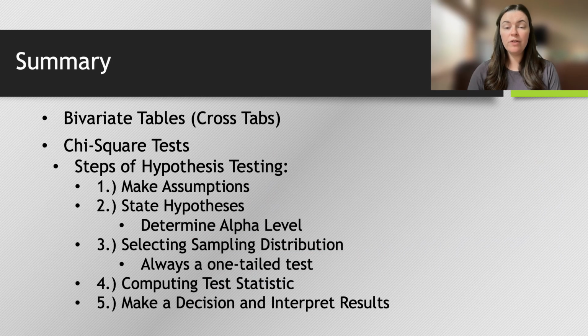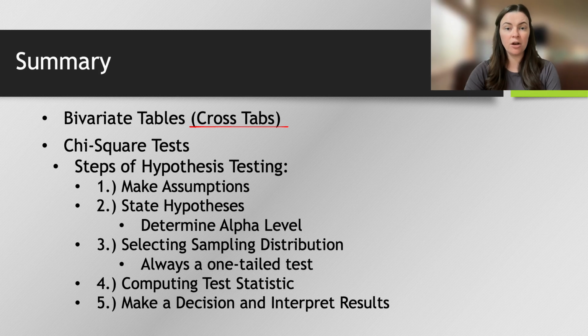In summary, we first started today's lecture by discussing bivariate tables, which are also referred to as crosstabs. This is simply a way for us to display statistical information for two different variables. We then moved on to discuss how we could use bivariate tables and crosstabs with relation to a chi-square distribution. So even though this is a new type of distribution for us, we can still use our 5 general steps of hypothesis testing to ultimately calculate our test statistic and make a decision.